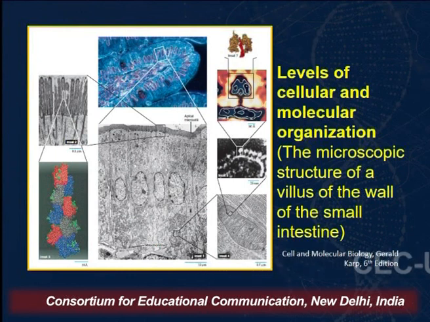Now one of the important pictures shown here is a microscopic structure of a villus of the wall of the small intestine. If we see here, the villi are shown. If we zoom into that, each of the cells is shown, and within those cells there is DNA and specialized organelles which are functioning. So this level shows the cellular and molecular organization happening within the small intestine also.